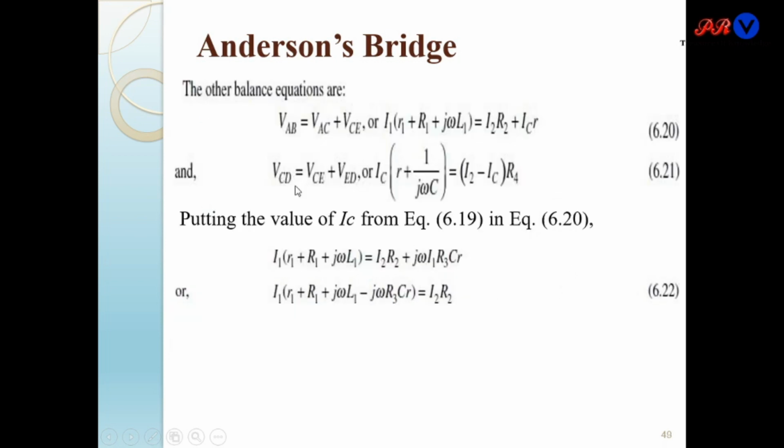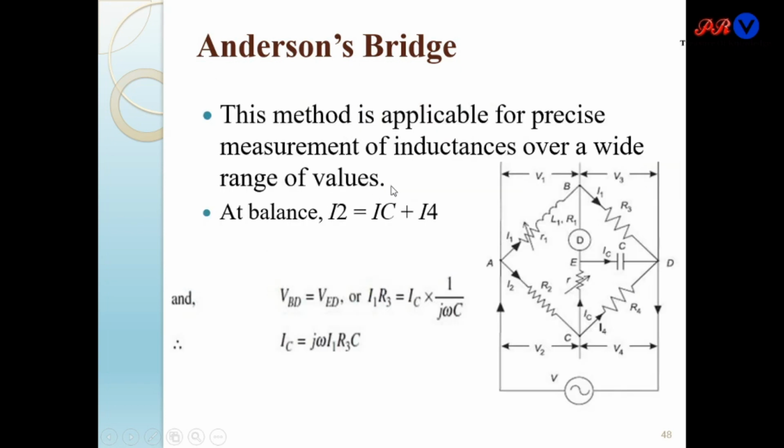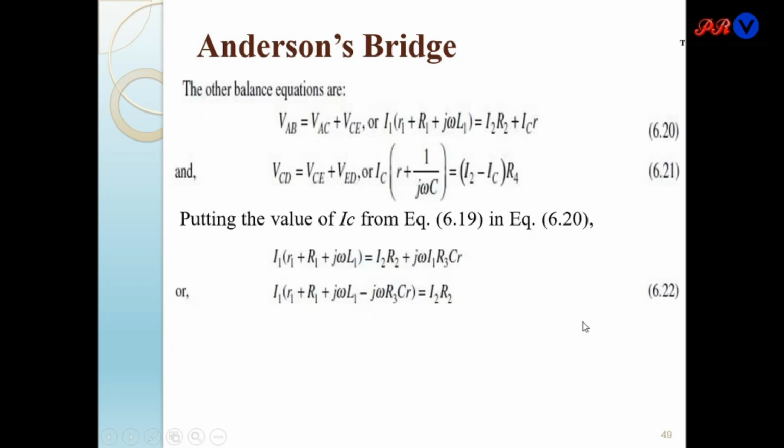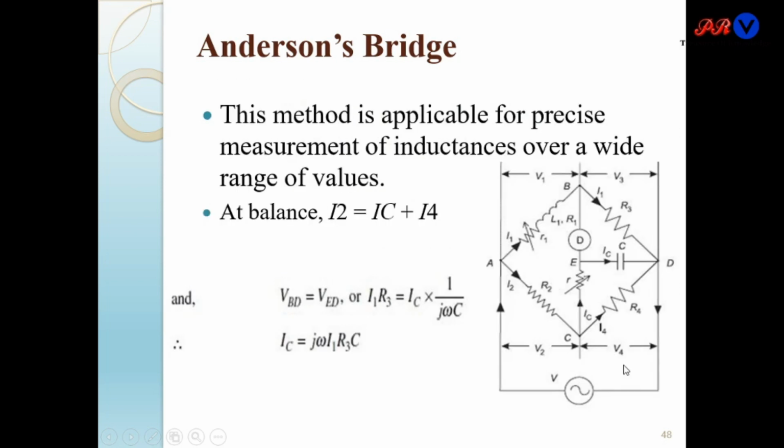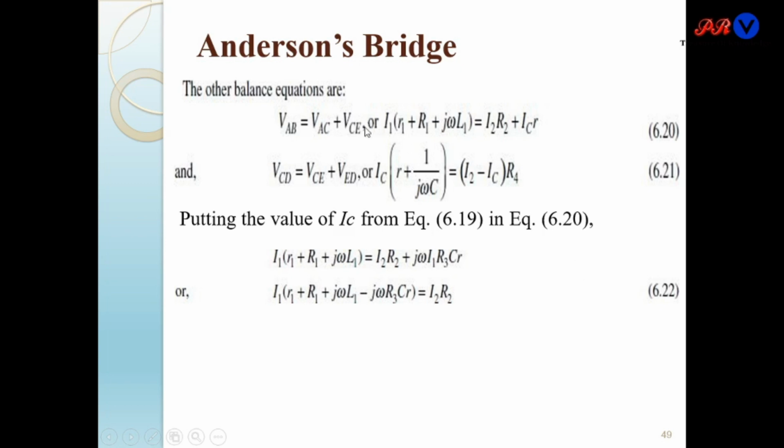Similarly, the second balance condition, VCD is equal to VCE plus VED. CD branch voltage is equal to CE plus ED. From these two balance equations, we will get another expression: I1 (R1 plus j omega L1) is equal to I2 R2 plus IC R. Similarly, we can calculate another balance equation.